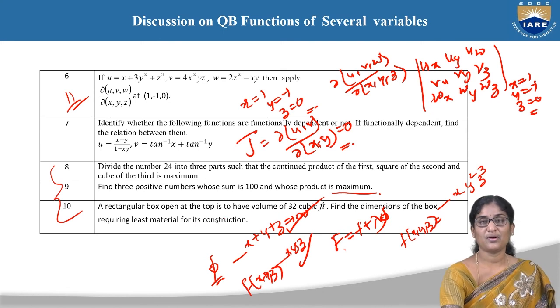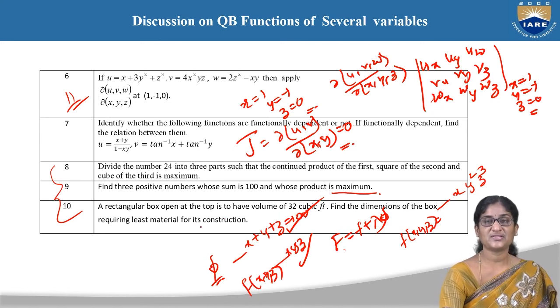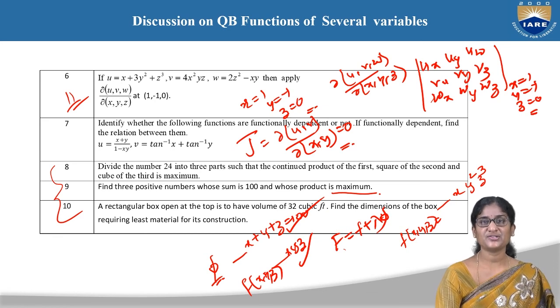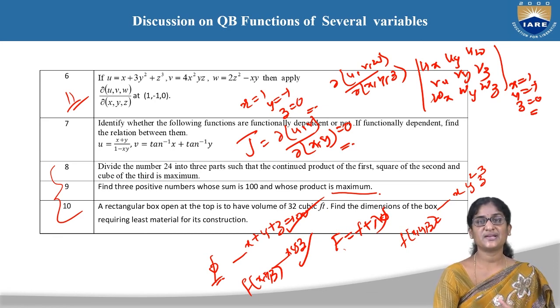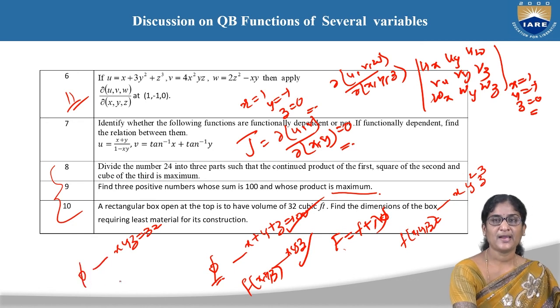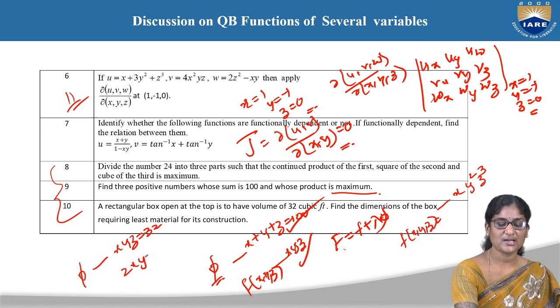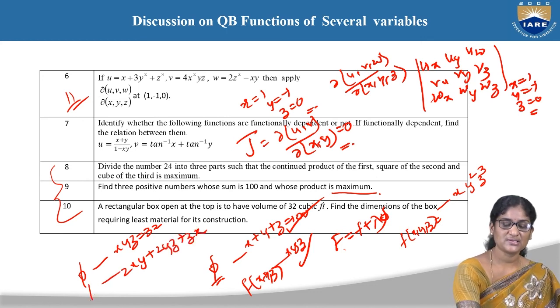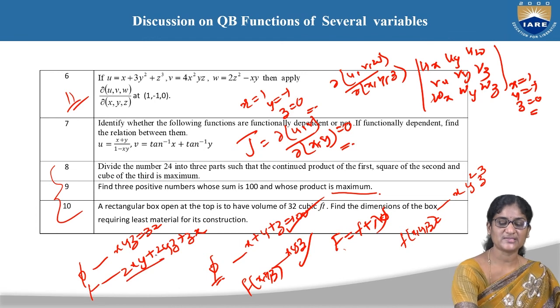Next, what is the surface area of the box which is open at the top? That is 2xy plus 2yz plus zx, only one zx, because the top is open. Yes, we need to take it as a function. And x into y into z, he has given it as 32 cubic units. xyz is equal to 32 cubic units, and this we need to take as phi. And the surface area that we have taken, that we need to take as the function, because this is the function for which we need to find the maxima and minima.